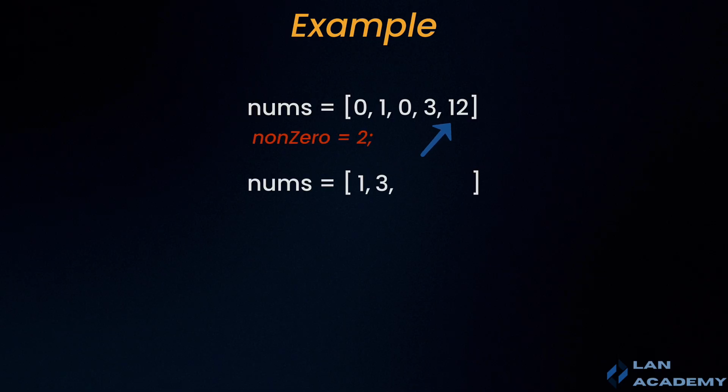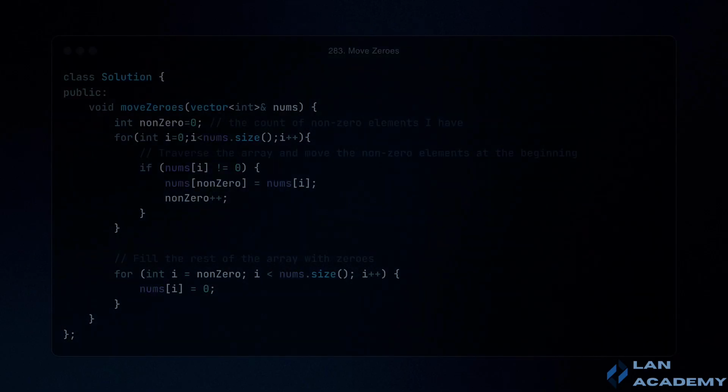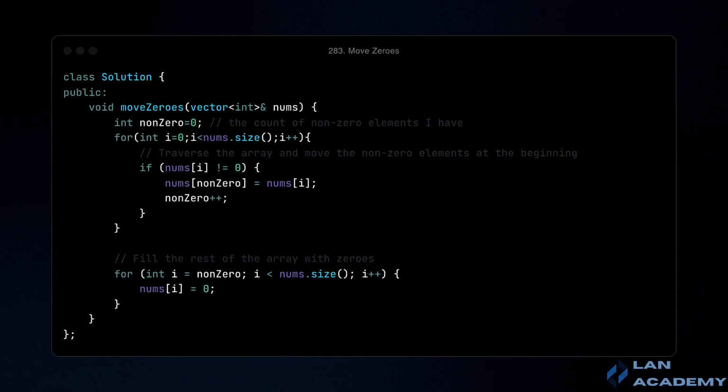At i equals 4, nums[4] equals 12, again non-zero, so I move nums[4] to nums[2] and increment nonZero to 3. After this pass, the array looks like [1, 3, 12, 3, 12]. Once all non-zero elements have been relocated to the front of the array, the next task is to ensure that the remaining positions in nums are filled with zeros.